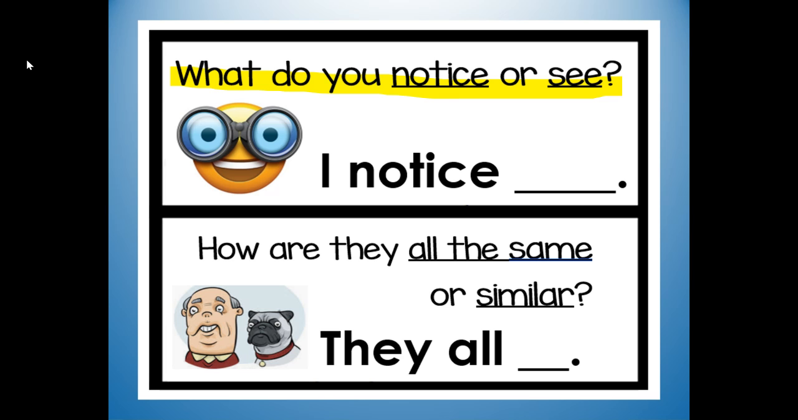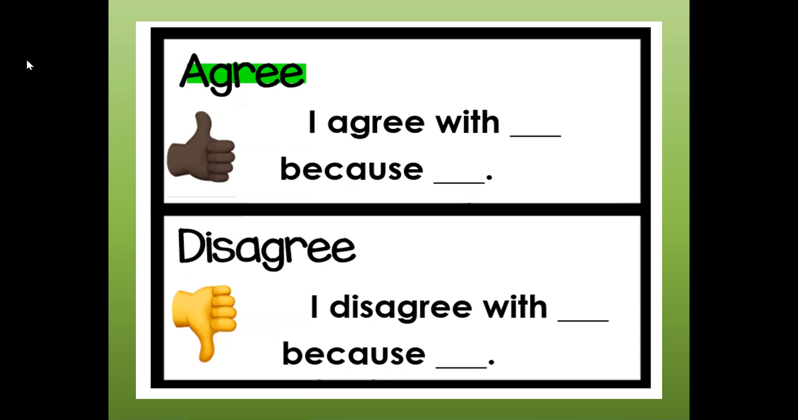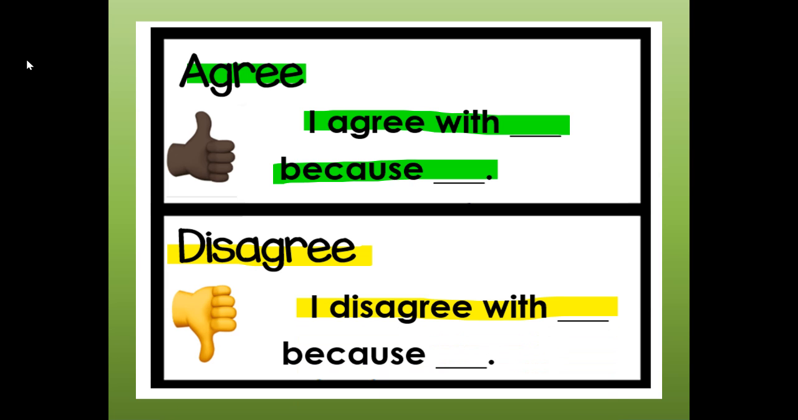I'm going to ask you these same questions. What do you notice or see? And you're going to say, I notice or I see, and then finish your thought. I'm also going to ask you, how are they all the same or similar? How are the pictures the same or similar? And you're going to say they all, and then finish your thinking. You can also agree with me or your partner and say, I agree with you because, and tell me why. Or you can disagree and you could say, I disagree with you because, and tell me why.